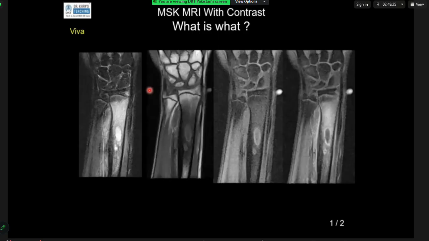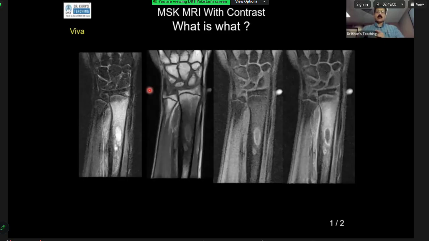Right. There is no cortical breach or soft tissue component, and it is a narrow zone of transition with a sclerotic margin. So the word sclerosis, use it for plain film and use it for CT scans. Use the word low signal here, for it is low signal on all sequences, that kind of a thing.